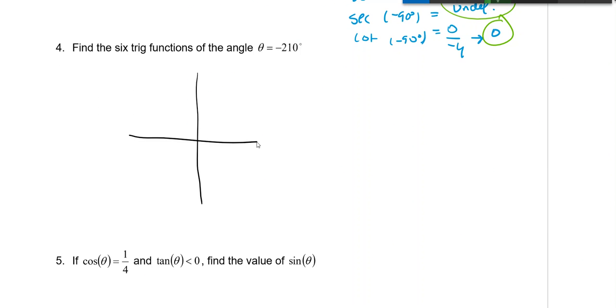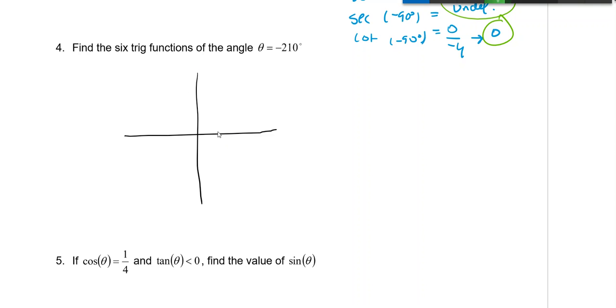This one is not a quadrantal angle. It's going to end in the middle of a quadrant, so we're going to have to use the point on the terminal ray. We'll find the point on the terminal ray by using the reference angle and the trig functions of the equivalent first quadrant angle.